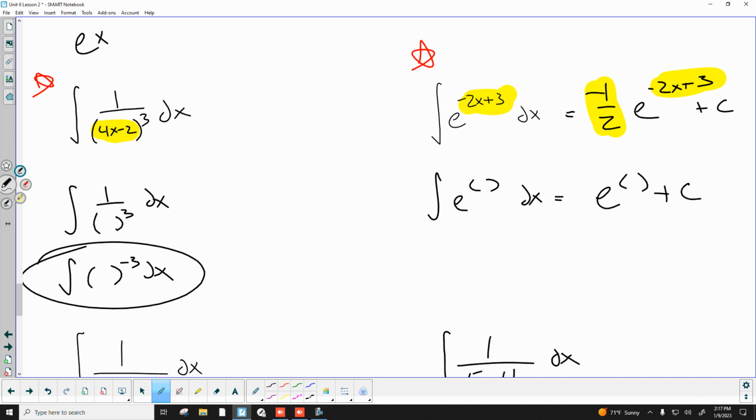Why can't we use the logarithm? Because the power rule works for every power, and it has to be used for every power, except the power rule can't be used for a negative first power.